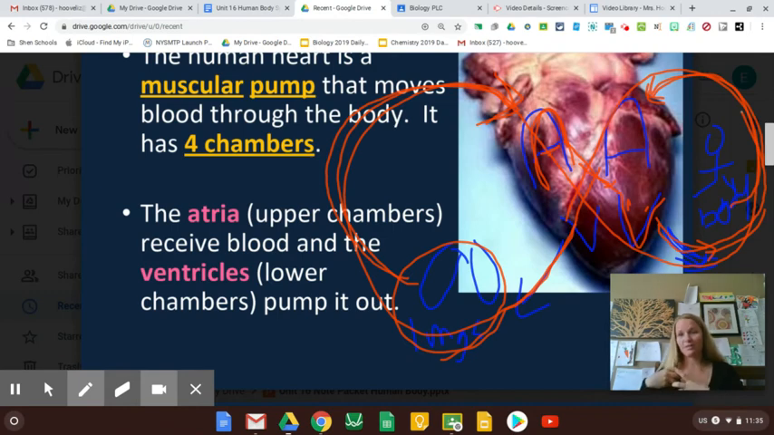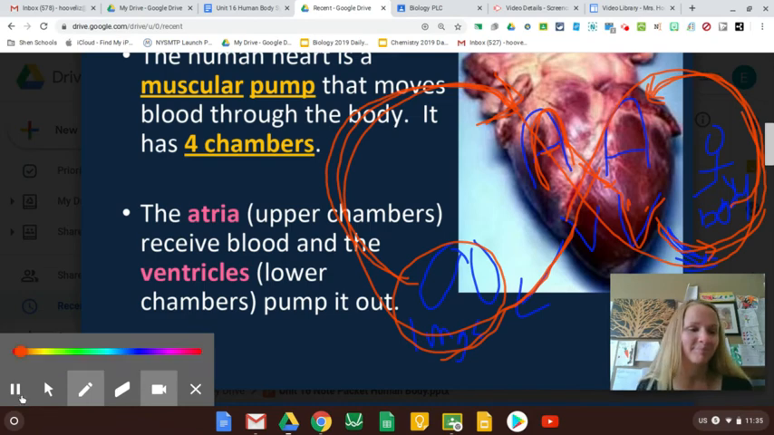Then your heart sends it to the lungs to pick up oxygen, get rid of CO2, brings it back to the heart, and then it pumps it all through the body to give away O2 and collect CO2. And it just keeps doing this to the lungs, to the body, to the lungs, to the body, over and over. Lub dub, lub dub, lub dub.